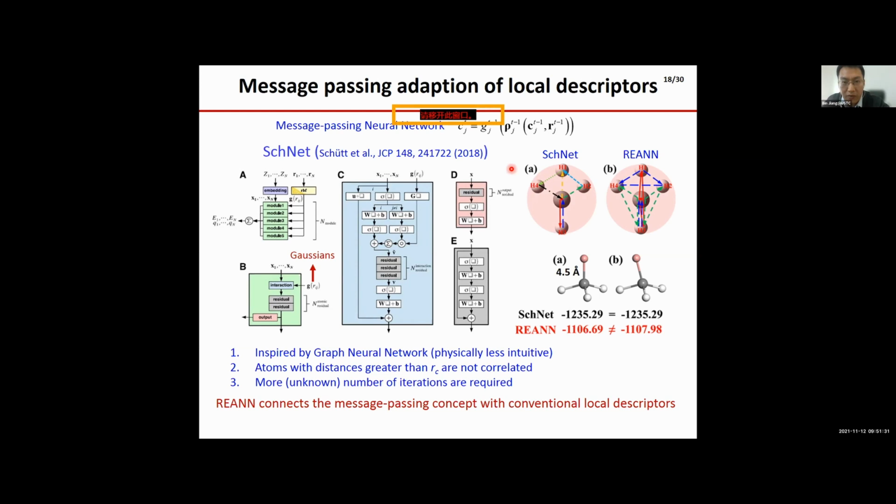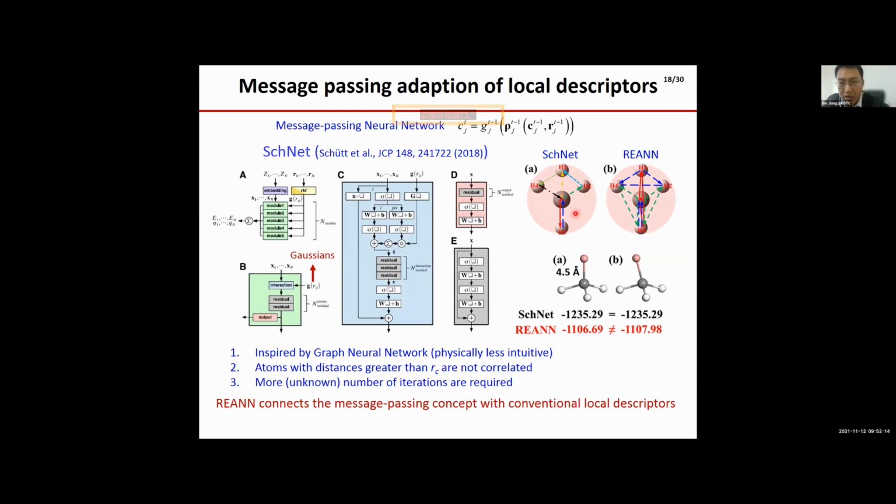the last talk by Professor Isayev. The key point we want to emphasize is that the message passing neural network was typically inspired by the graph neural network in computer science, and it is physically less intuitive. In many cases, for example, the very early example of this type of neural network, SchNet, just uses Gaussians to iteratively incorporate the information from neighbors and then represent the atomic structure.